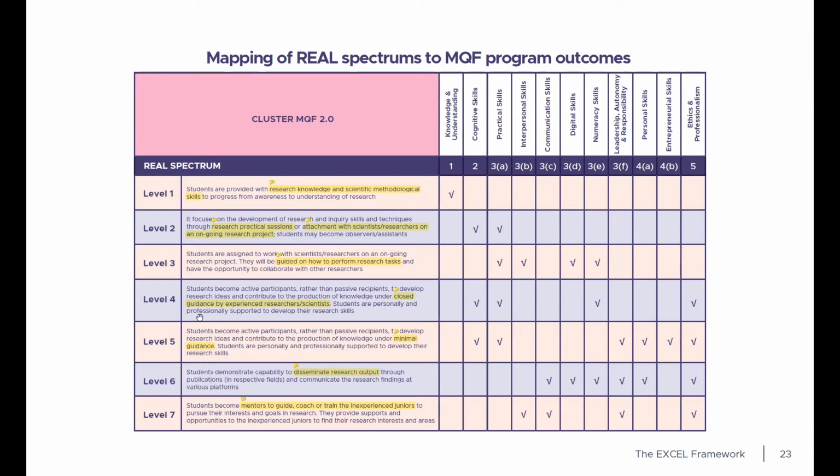And when it comes to level 6, that will be the student demonstrating capability to disseminate research output through publications and communicate the research findings on various platforms. The skills that they will develop are communication skill, digital skill, numeracy skill, leadership, personal skill, as well as ethics. Now on here, I'm sure most of us will say, well, my postgraduate students have not even managed to publish a paper. You don't expect the undergraduate students to be able to do so.